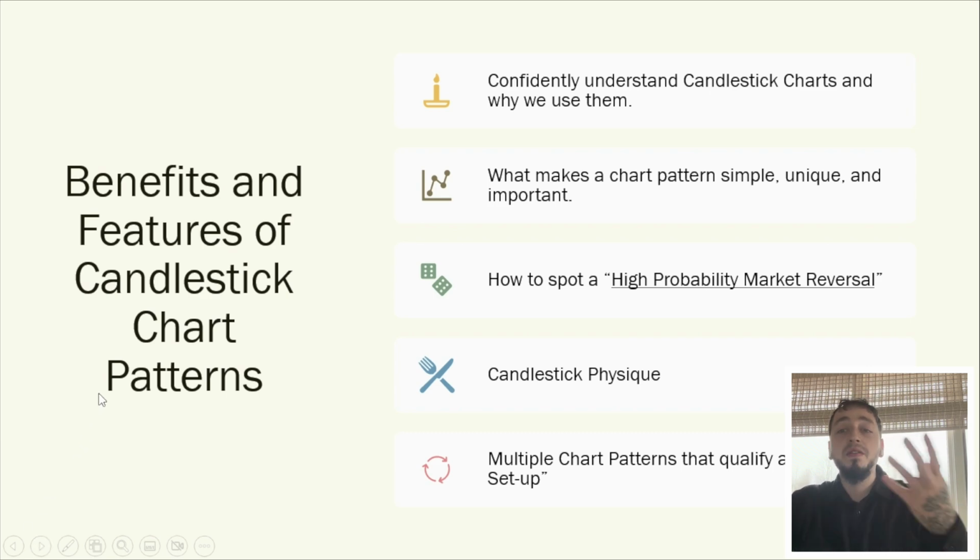So, some benefits of knowing and understanding candlestick charts and chart patterns. What we're going to learn from this lesson is confidently how to understand them and why we use them. We're going to learn what makes a chart pattern simple, unique, and important. We're going to learn how to spot a high probability market reversal, which is super vital to your success in making money in the stock market. We are going to run through the candlestick's physique, what the 4 price points are, and we are going to look at some multiple chart patterns that qualify what a high quality setup is.